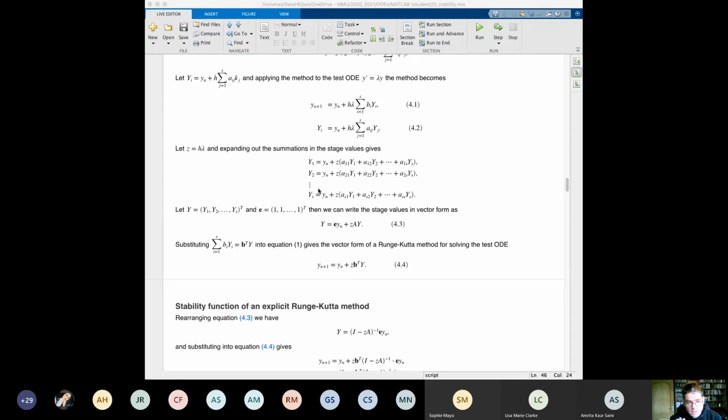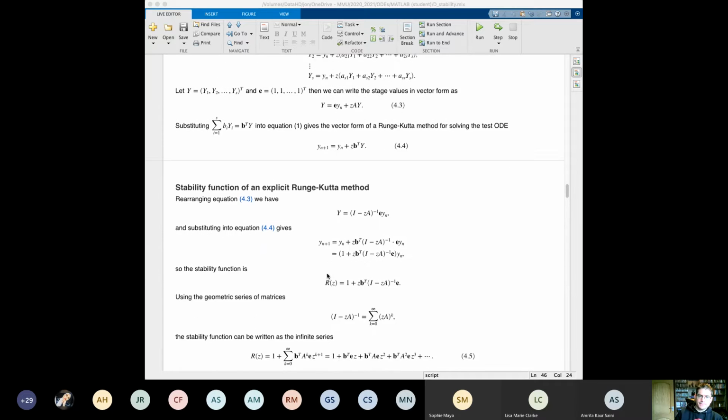So the E, 1, 1, 1, etc., that's E times Yn, which gives us all of these Yns here. Then we've got Z, and everything in the brackets, all of these summations, is simply matrix multiplication of A times Y. And we can also use matrix multiplication in equation 4.1. Instead of this summation, we have B transpose times Y. And I mentioned this before, but we always assume that B is a column vector. So from now on we're going to be dealing with the vector form of the Runge-Kutta methods.